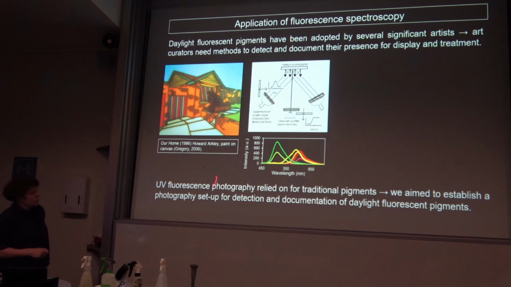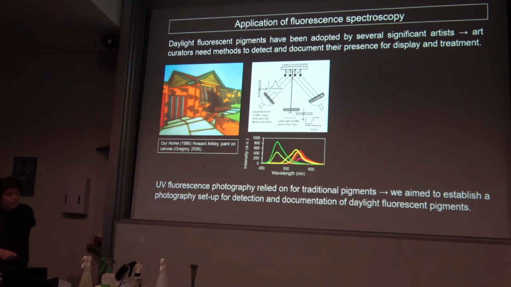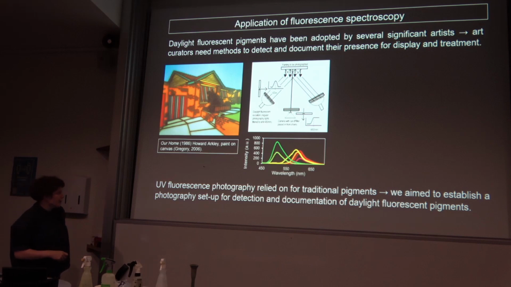UV fluorescence photography is often used to look at traditional pigments, like from Renaissance artists, to see if it's a fraud or not, depending on the fluorescence signature. But in the case of these modern paintings by Howard Arkley or Keith Haring, there was no fluorescence photography set up to selectively look at what are called daylight fluorescent pigments. As their name suggests, rather than being excited in the UV region, they're excited by visible wavelengths. And so we wanted to establish a photography setup specifically to extract the visible fluorescence from paintings.